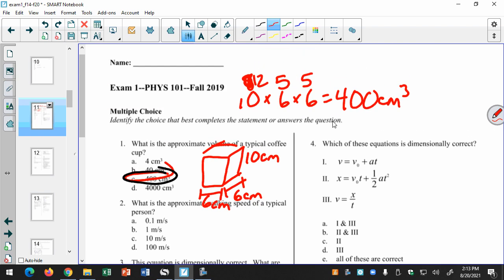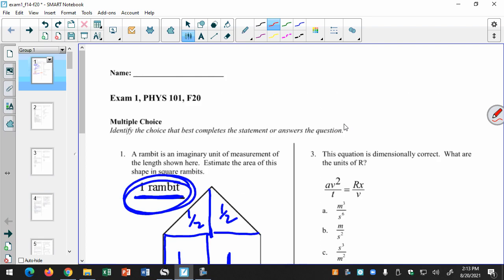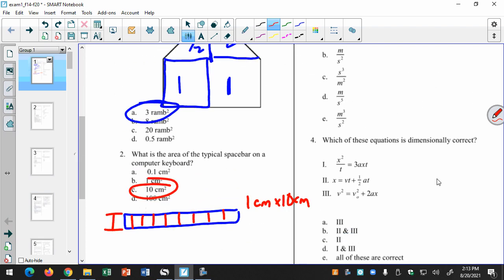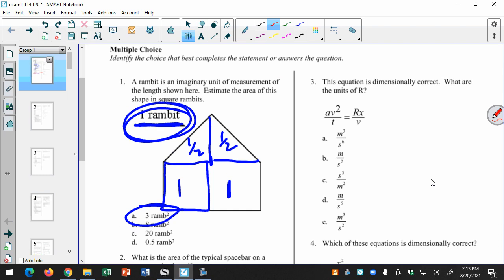Let's go back up to the fall 20. Yeah, we'll look at number 3. This is fall 20, number 3. And we did one like this in class today. I want to know, what are the units of R?